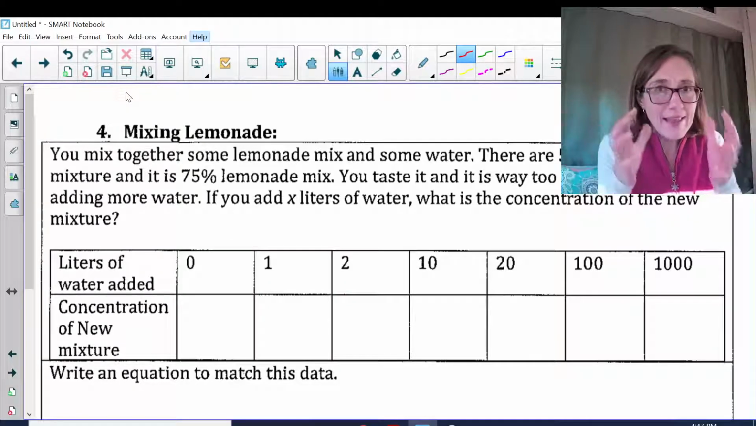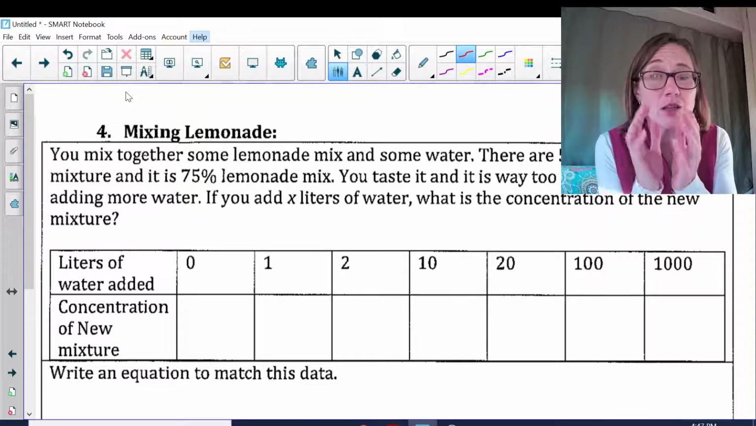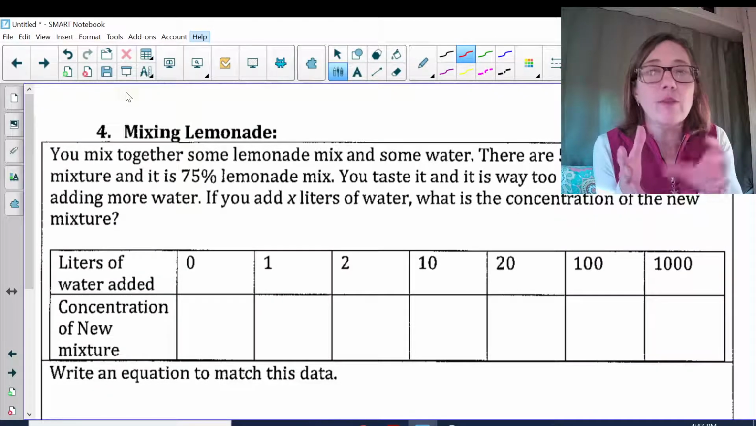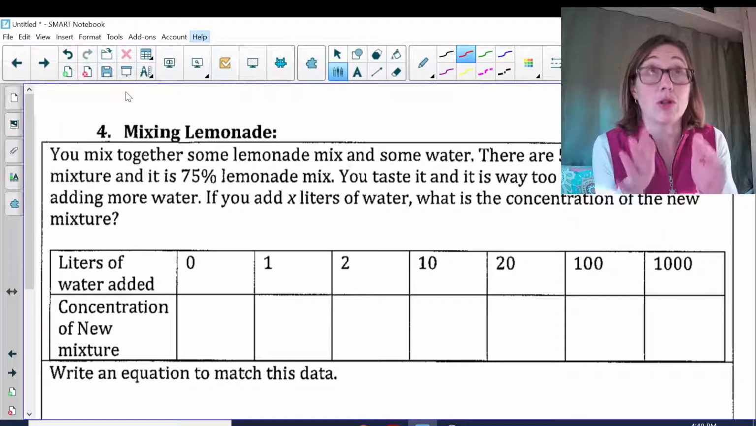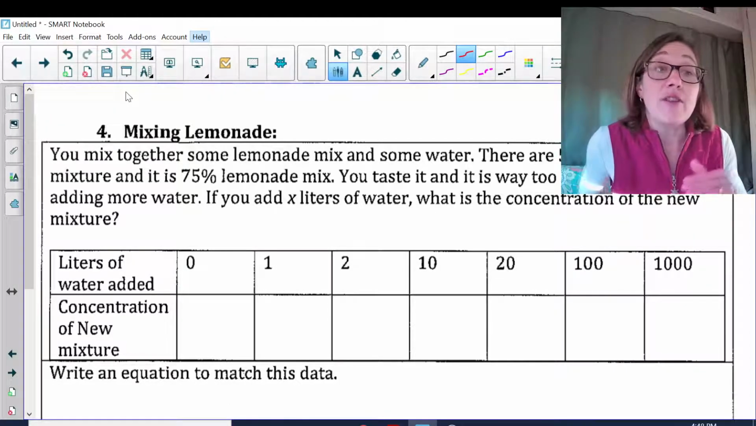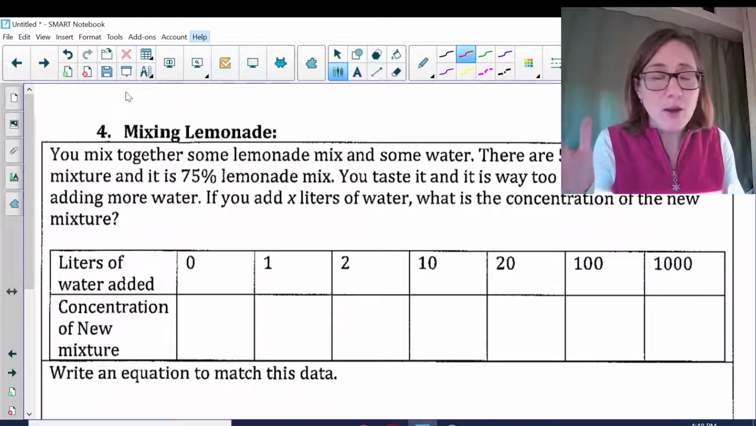Okay, so you can get this lemonade mix stuff at GFS, and it's super concentrated, way more than the frozen kind, where you just add a couple of cans of water. This stuff is strong, okay? And if you don't add enough water, it's terrible. It tastes awful. So that's what's going on here, okay?